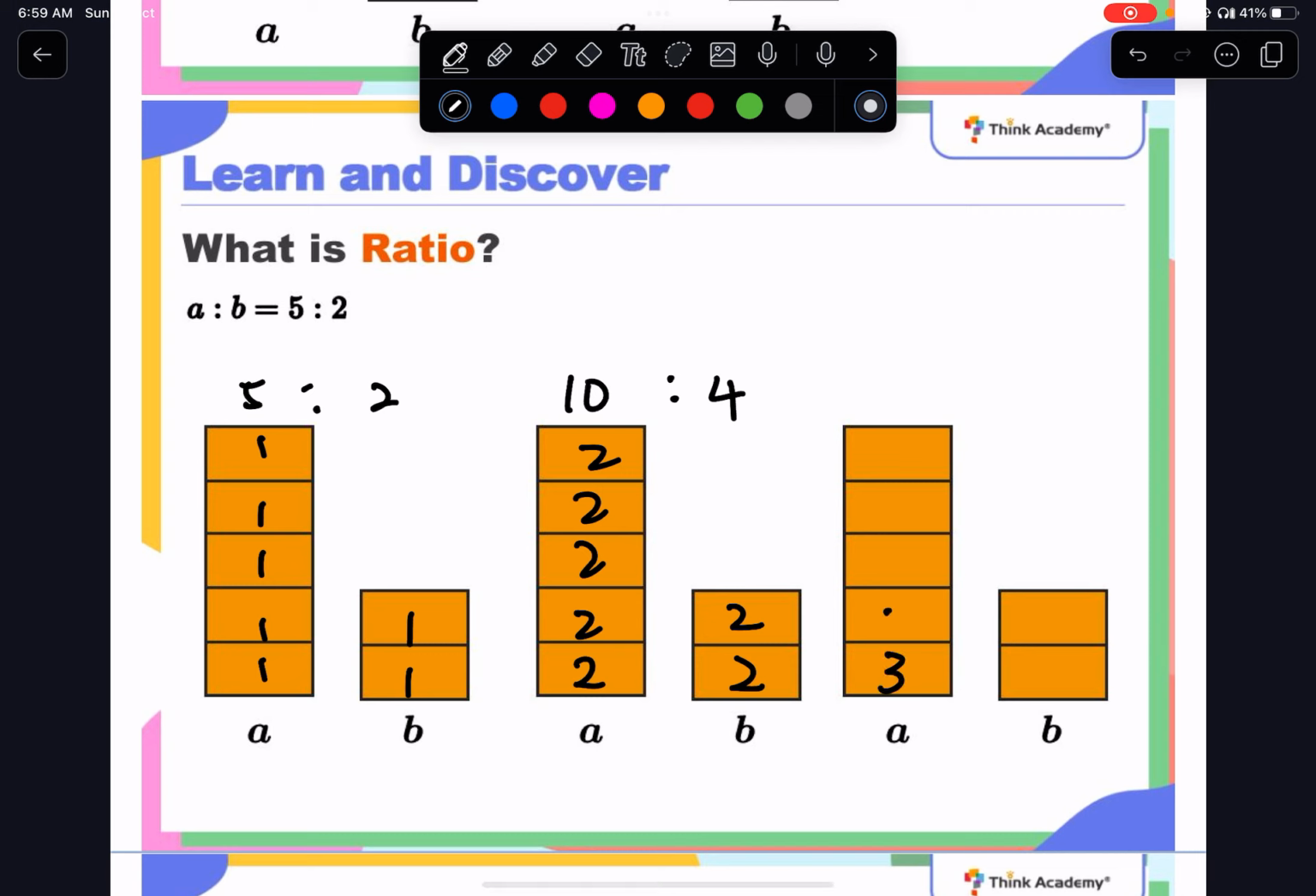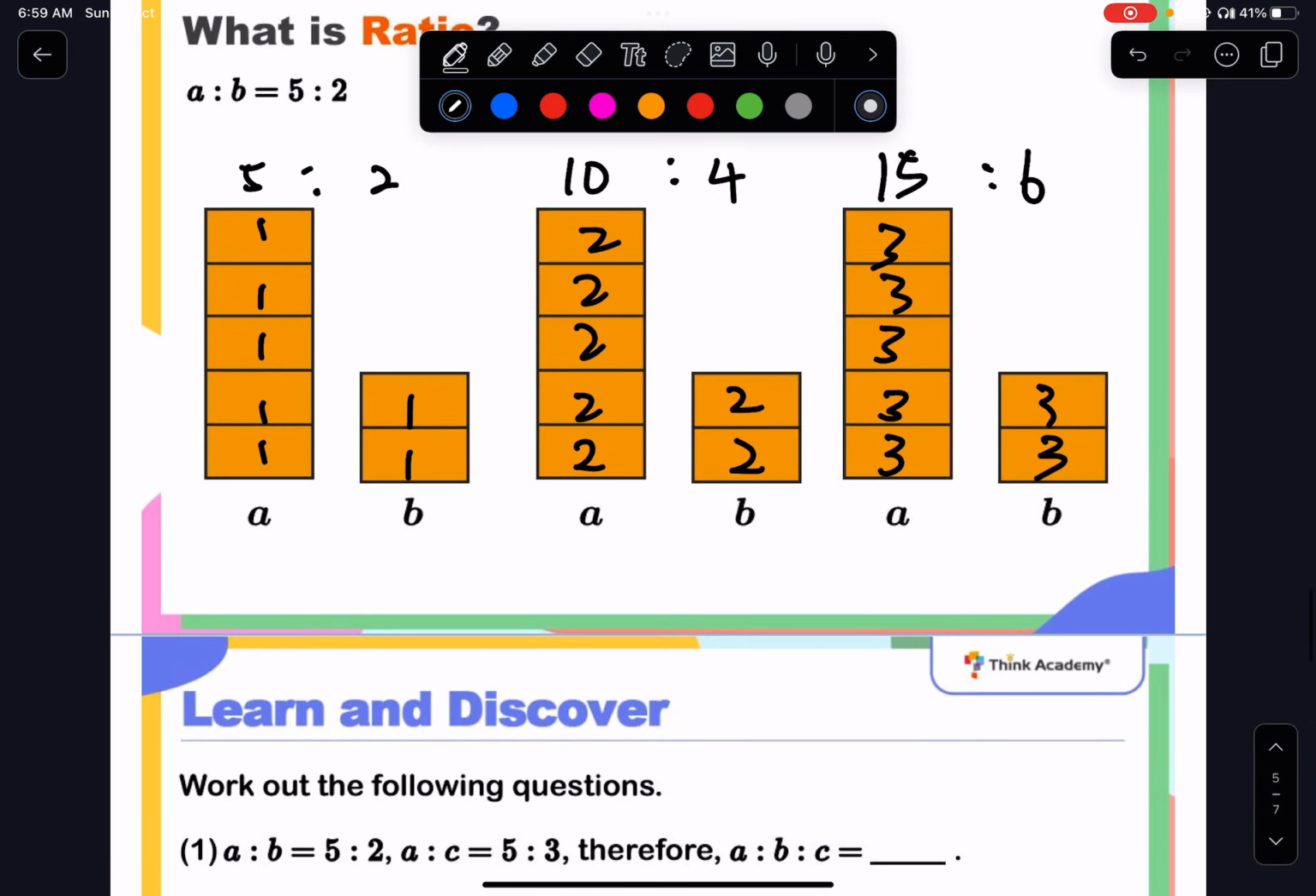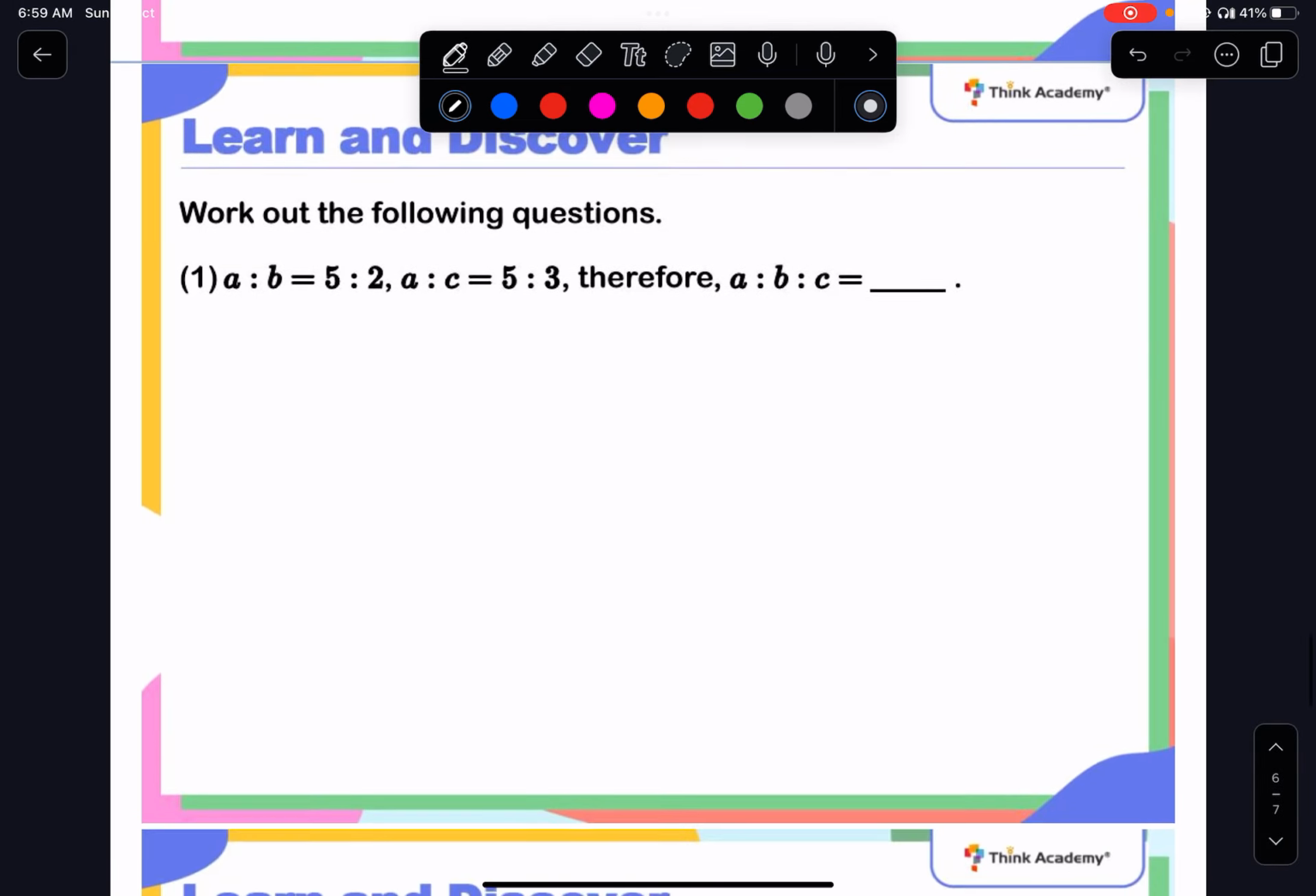And you can also make it 3. It doesn't matter. It is 15 to 6. So 5 to 2, 10 to 4, 15 to 6, they are all the same. They have the same meaning. 5 to 2. Get it? Okay, so if you get it, then you can see that we can link two ratios together.